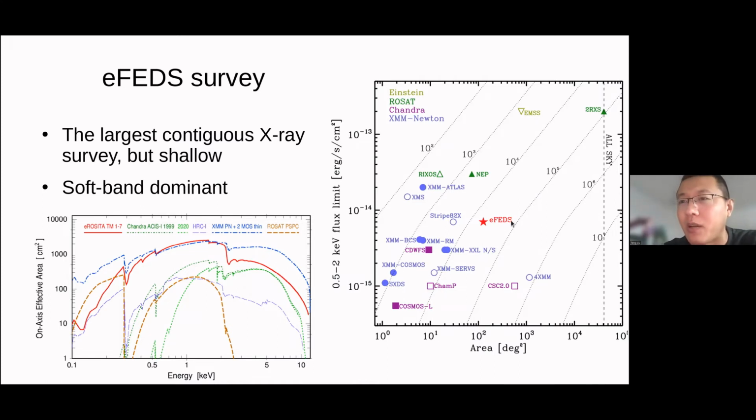Another characteristic that I want to point out about the eFEDS survey is that it's soft band dominated. As shown in this figure, this red line is the effective area of eROSITA. In the soft band between 0.5 and 2 keV, it has a large effective area. But above about 2 keV, there's a big drop. So as a result, in the eROSITA data, there is much more signal in the soft band than in the hard band, and the selection would be more of a soft band selection.